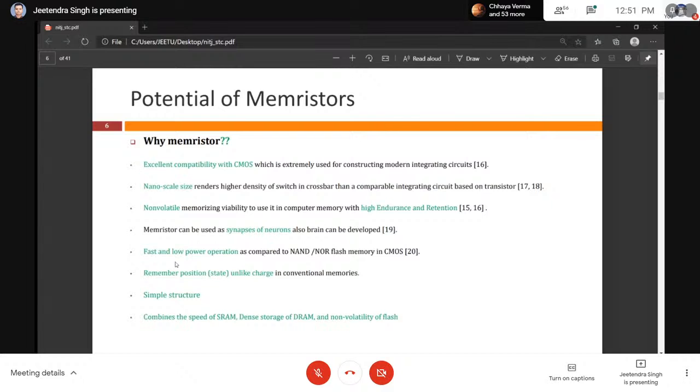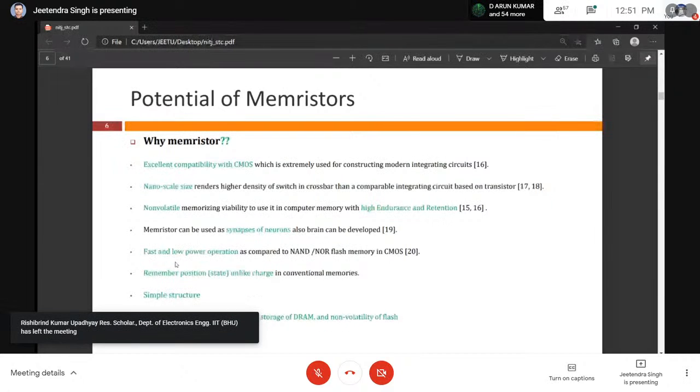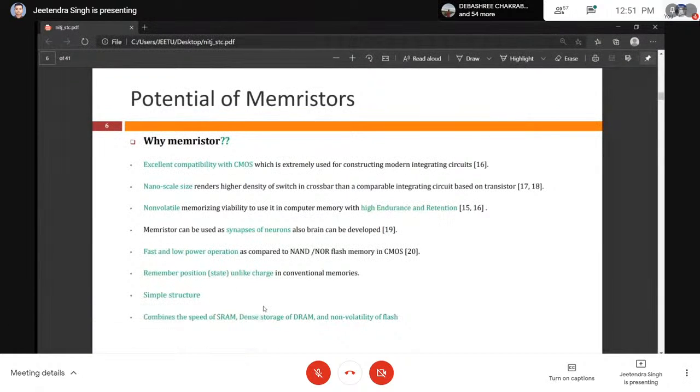and it has a simple basic structure, as we will see in later slides. So you can say that it combines the speed of the SRAM, which has the highest speed in memory, and the density of the DRAM, and also it includes the non-volatility of the flash. So it combines all the virtues in a single memory.